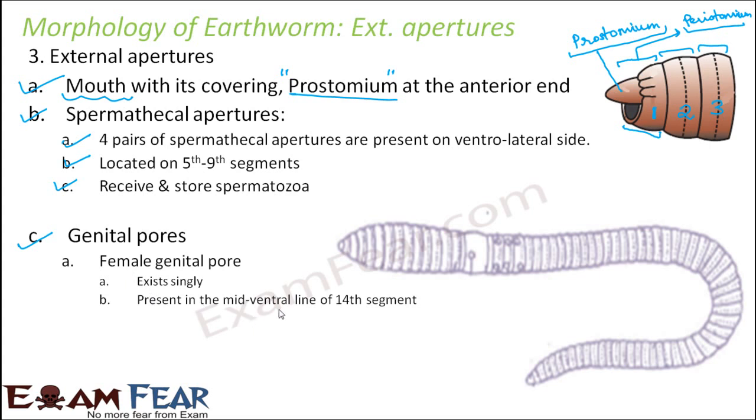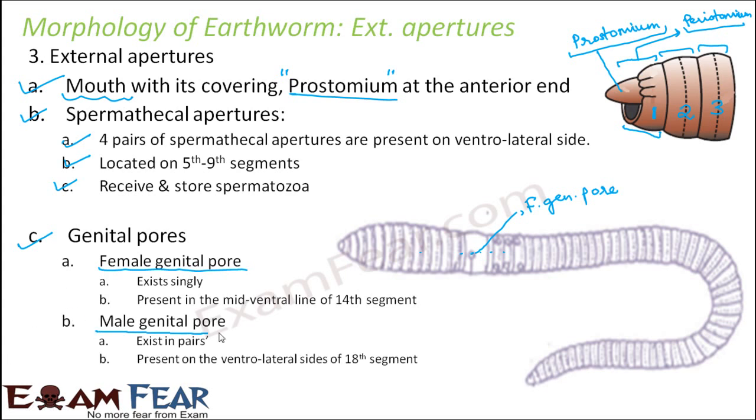It is present in the mid-ventral line of the 14th segment. So it doesn't occur in pairs. It occurs singly. So this is your female genital pore. If you see, it is a single pore. It is present along the mid-ventral line. So if this is the ventral part of the body, then at the mid-ventral line, exactly at the middle of the 14th segment. Now see, the numbering might be incorrect in these diagrams, but you should remember the correct one.